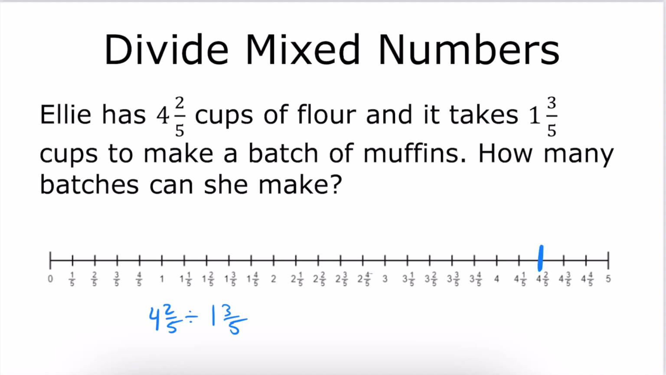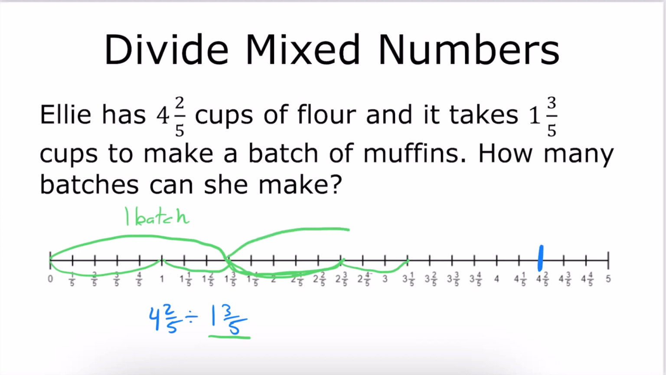And if we look at the number of groups that we can make of 1 3/5, let's see what we get. So if I go 1 unit and 3/5 of a unit, that means that this part is 1 batch. So this gives me 1 batch of muffins. Now if I go another unit, so from 1 3/5 to 2 3/5, that's 1 whole unit because that's 5/5.